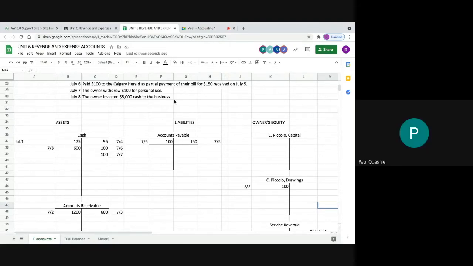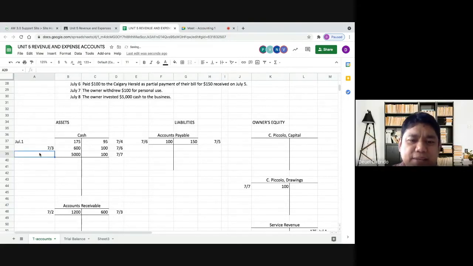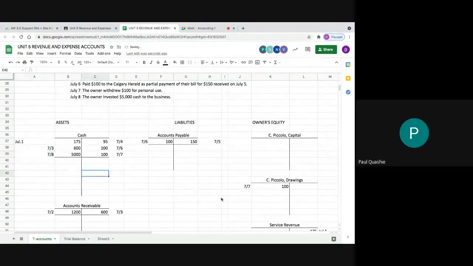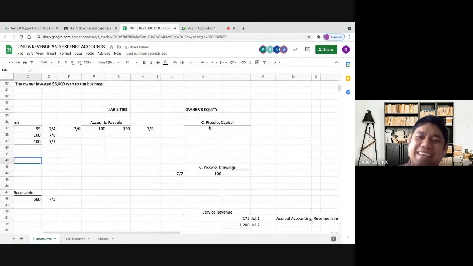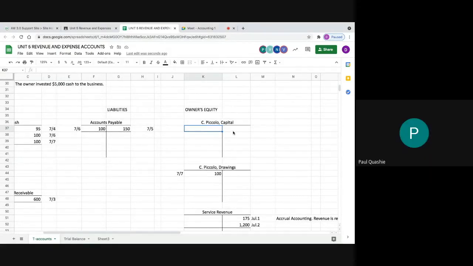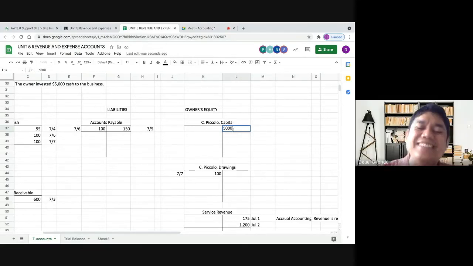The cash increases. Okay, investment: cash increases by 5,000. So July 8. What's the other one? The capital. Capital also increases. Debit, credit? Credit. It increases, it goes up. Credit. So normally credit, and that is 7/8.